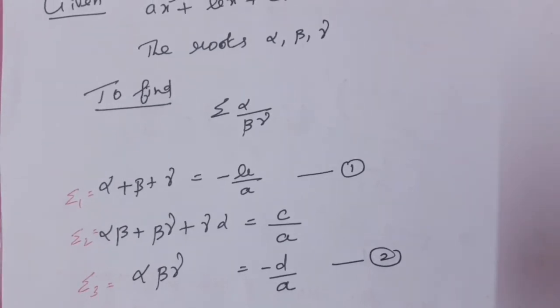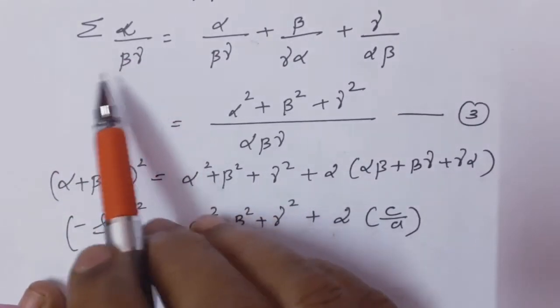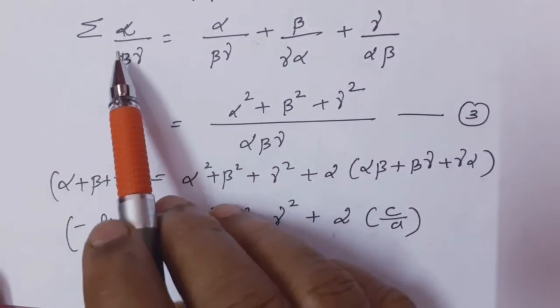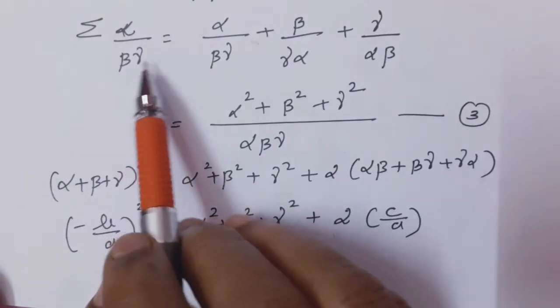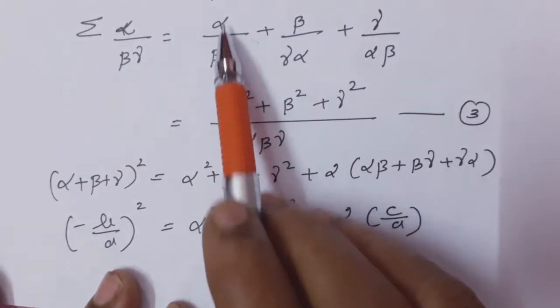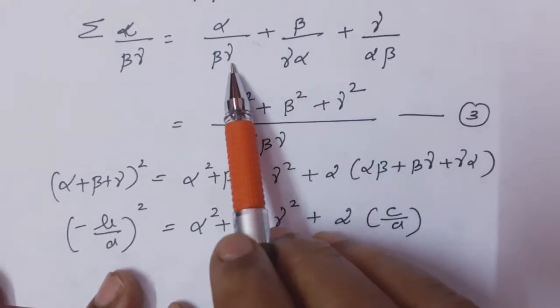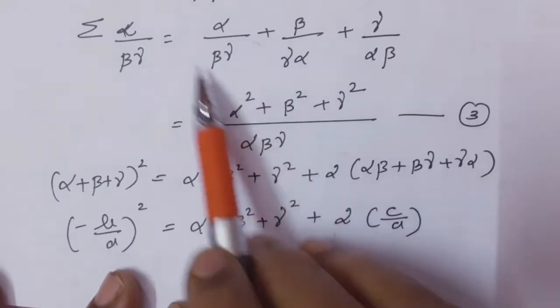Now what is the question asking? Find the value of summation of alpha by beta gamma. What is the meaning? Summation means we have 3 roots. Therefore, the first one is alpha by beta gamma. The second root is beta by gamma alpha. What is the next one? Gamma alpha. Without mistake, you write it.